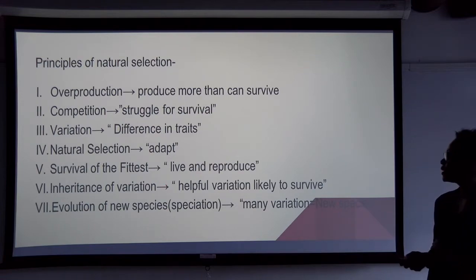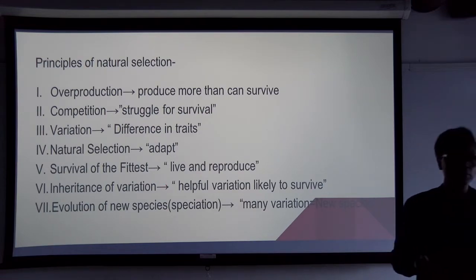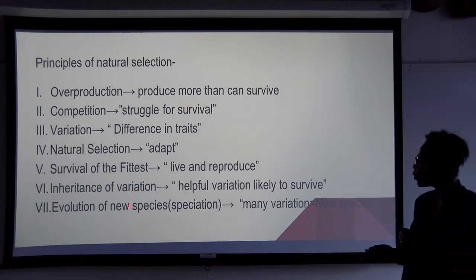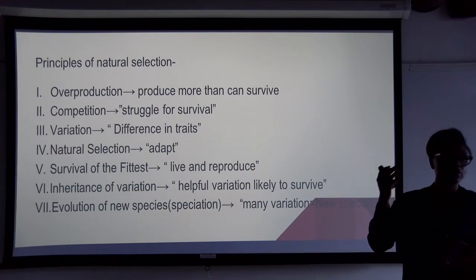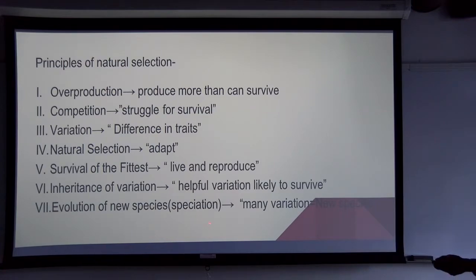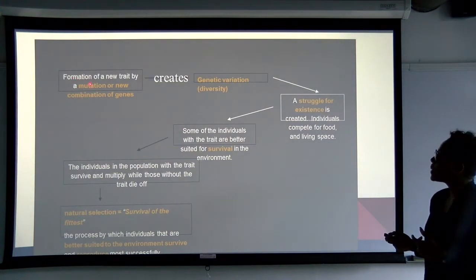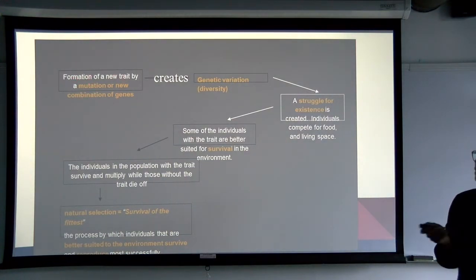Inheritance of those helpful, favorable traits is going to help you to survive. And it's important to also create new species, which is called speciation. If we take a look at this schematic chart, the process of evolution starts out like this: formation of new traits within a species.